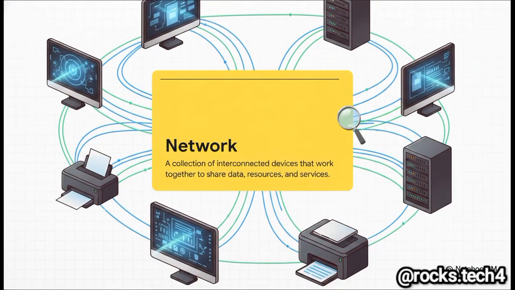At its core, it's actually this simple. A network is just a group of devices that are linked together so they can share things. Think of any office. You've got computers, you've got a printer, maybe a server. They're all connected so that you can print a document from your desk or grab a file from a shared folder. That right there, that's the whole point of a network.